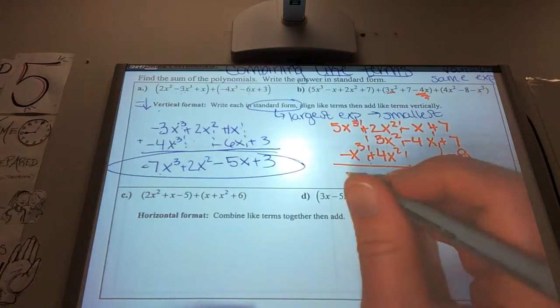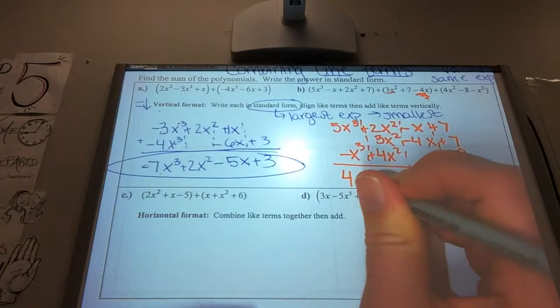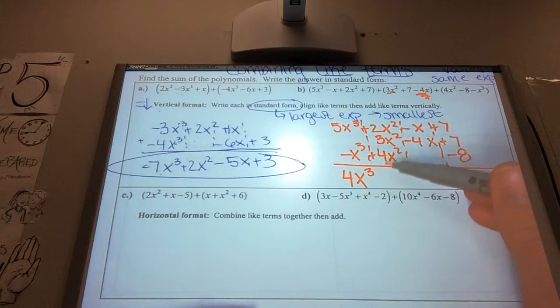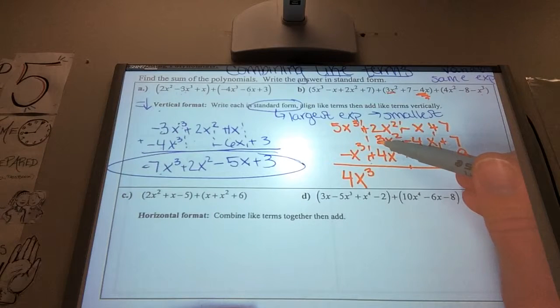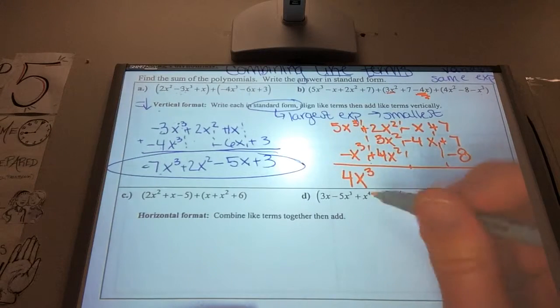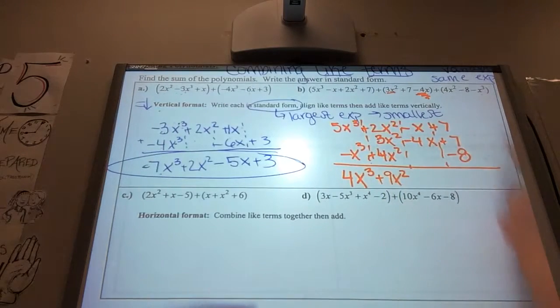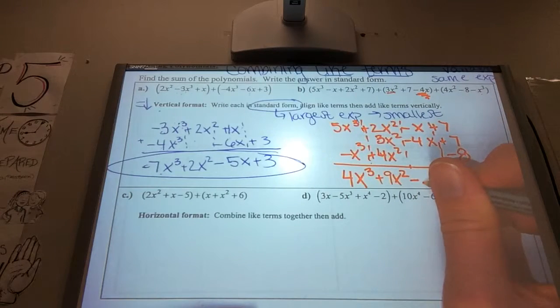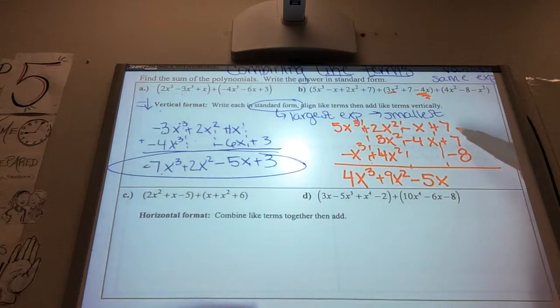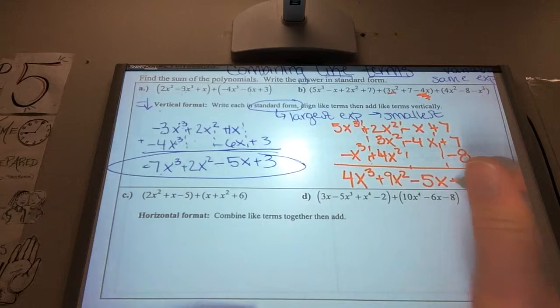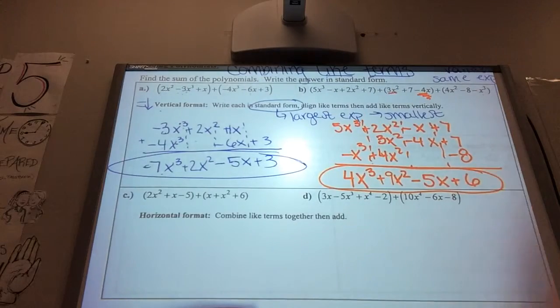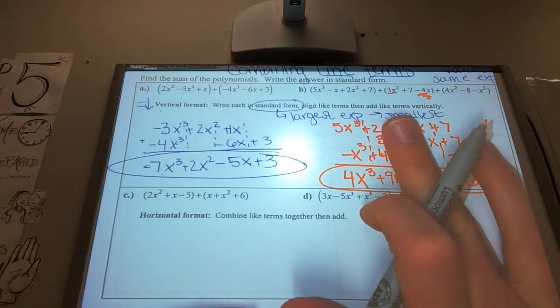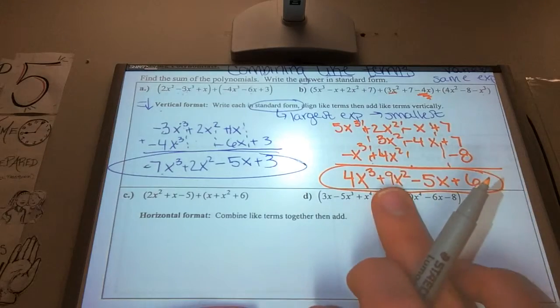minus 1, gives me how many x cubes? 4x cubed. And then these are all positive, so I'm just adding up. 2 plus 3 gives me 5, plus 4 gives me, and then for my x's, -1 and -4 give me -5x. And then 7 plus 7 gives me 14, minus 8 gives me 6. And you can use your calculator to add the coefficients here, like just don't put in the x squared. You could do 2 plus 3 plus 4 in your calculator, and it would give you the coefficient that should be right here.